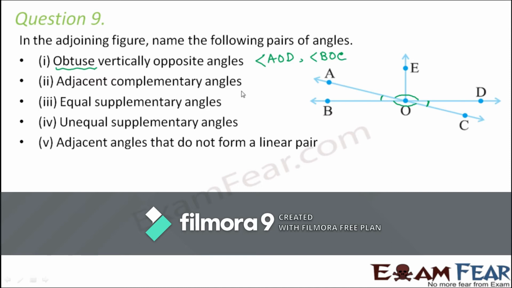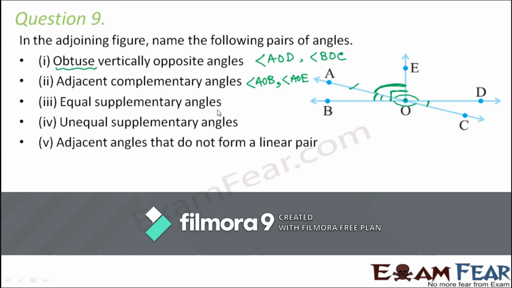Adjacent complementary angles, that means two angles which are located one after another and their sum is equal to 90 degrees. So this kind of angle is here. When you look at this one, this is a 90 degree angle, right? But this 90 degree angle is formed by two angles, this angle and this angle, and moreover these two angles are also adjacent, lying one after another. They have a common vertex, they have a common arm, they do not have any common interior points. So angle AOB and angle AOE are adjacent complementary angles.